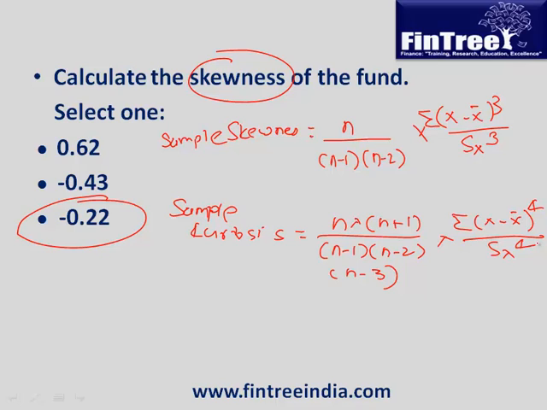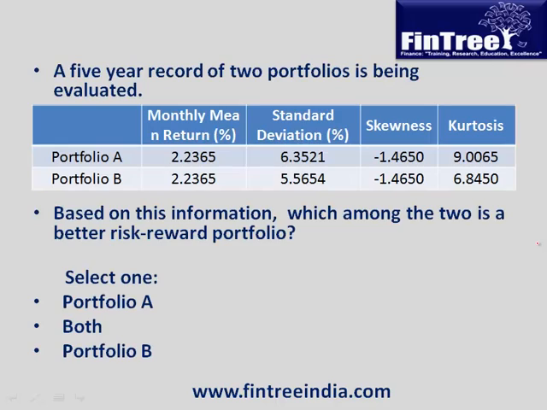Moving on to next question. A 5-year record of two portfolios is being evaluated, portfolio A and B, with monthly return, standard deviation, skewness and kurtosis. Based on this information, which among the two is a better risk reward portfolio? So how we solve this is, we have to look at one measure at a time. For A and B, the returns are the same, and therefore both of them seem to be similar in terms of returns.